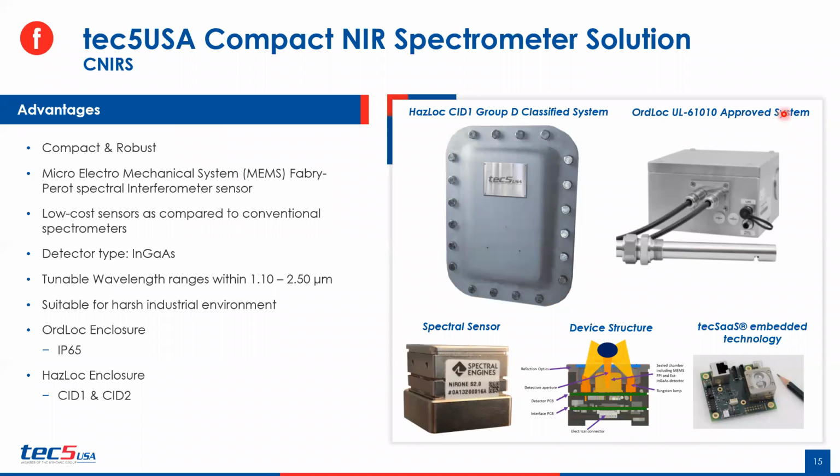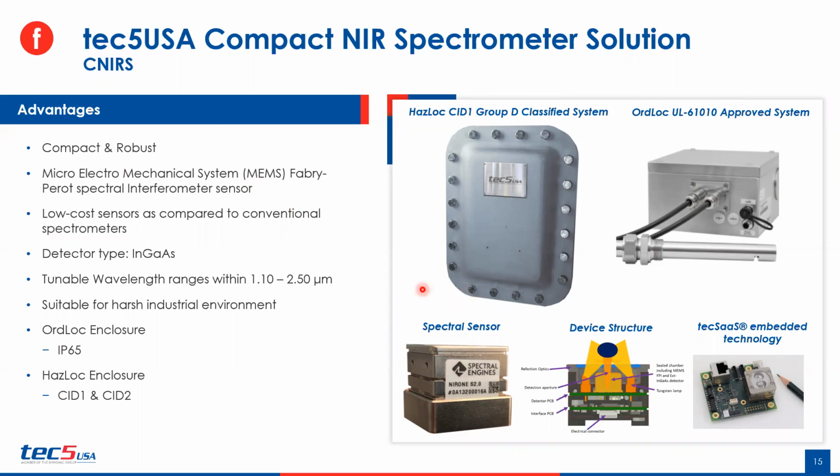But just talking about some of our products that have been used for these measurements include the compact near infrared spectrometer, and we so lovingly refer to it as the CNIRS. And this device has a lot of key advantages to it. It is compact in size and very robust in nature. And the compact size is in large part due to the inner workings.